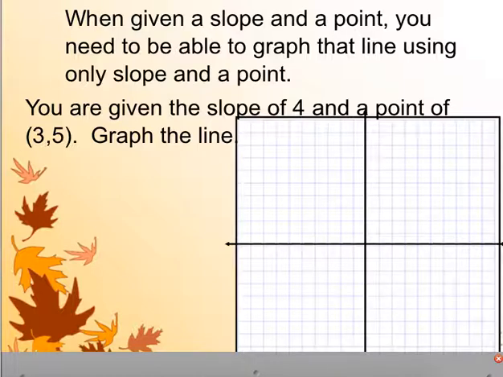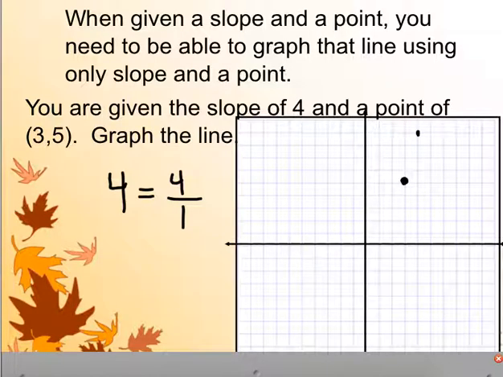In this case, we're going to do something similar, but instead of the y-intercept, we will start with the point given. So, we will start at (3, 5). So we plot 3 on the x, up 5 on the y. We end up right there. And then we look at our slope. Well, if we're thinking about a slope of 4 as rise over run, that means we have a rise of 4 and a run of 1. So we go up 4 and right 1.